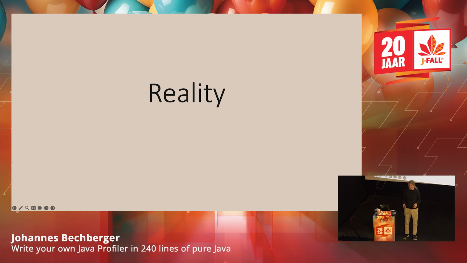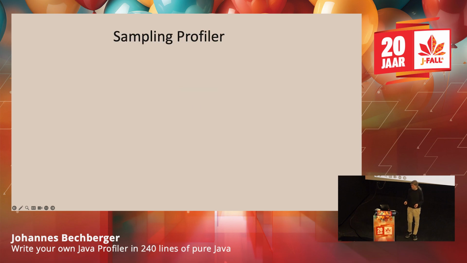In reality, we're using sampling profiles, and there are two different kinds. There are internal, built-in sampling profiles and external ones. External means we attach it from outside to the JVM. Built-in means it's built into your JVM. With the external ones, you have synchronous and asynchronous ones.